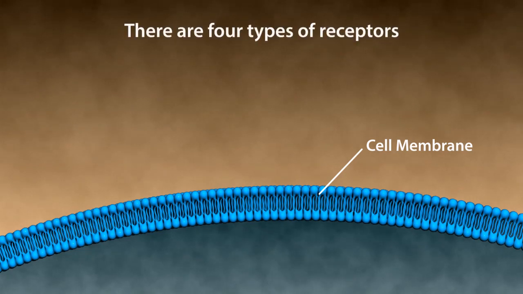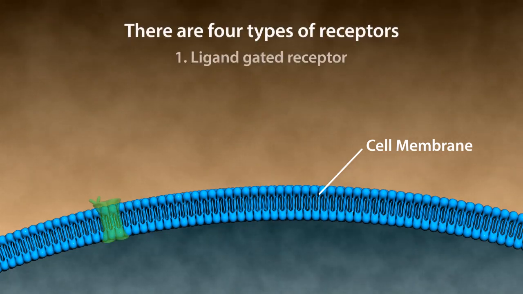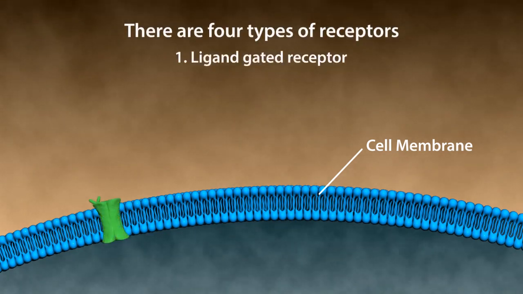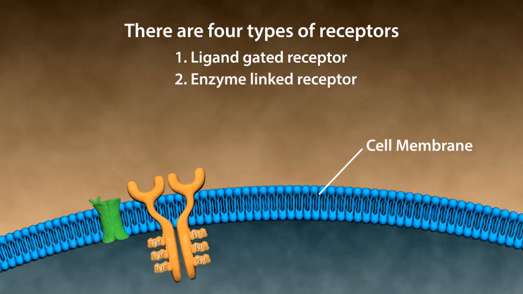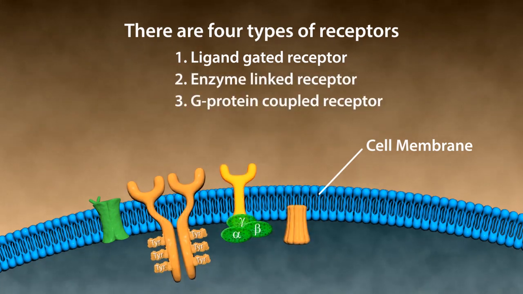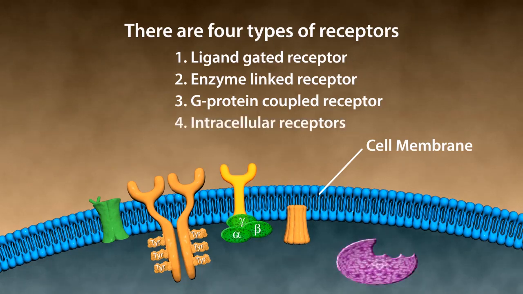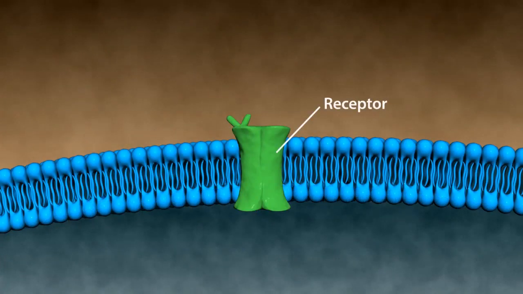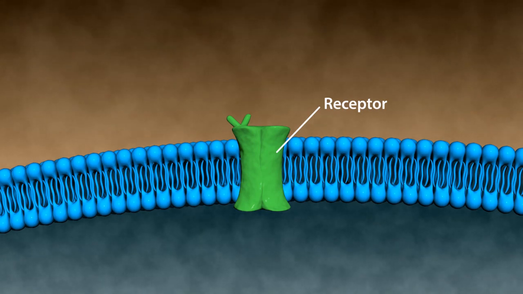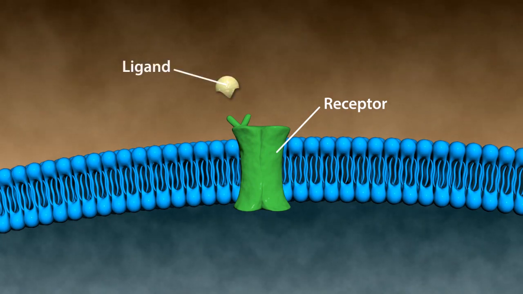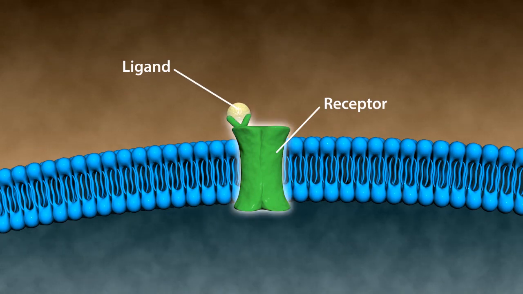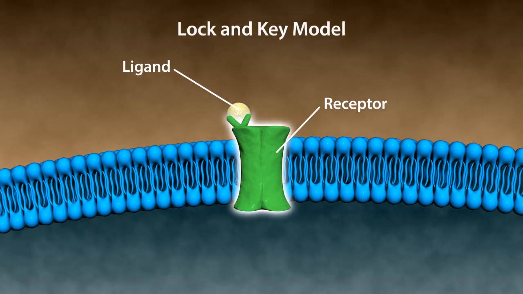There are four types of receptors: ligand-gated receptor, enzyme-linked receptor, G-protein-coupled receptor, intracellular receptors. Receptors have specific site to bind to molecules, or ligand. This is called a lock and key model.